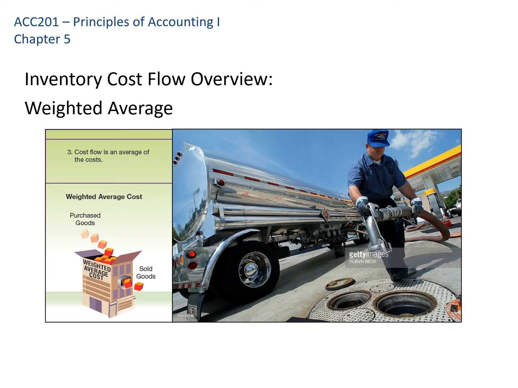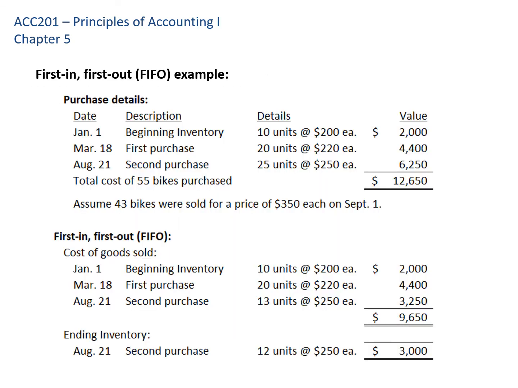So let me show you a little bit more complicated example for these three methods. This first one here, it's a bicycle shop. I start with 10 bicycles that are $200 each, and then I go out on March 18th and I buy 20 more bikes at $220 each. And let's say I've got a storage unit where I'm loading them in from the back side and customers take them from the front side. So I keep loading them in the back. And then on August 21st, I make a second purchase, 25 units at $250, loaded from the back.